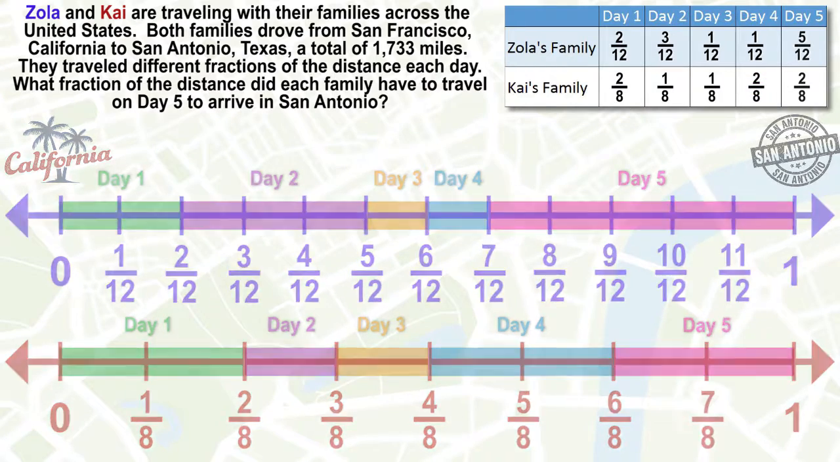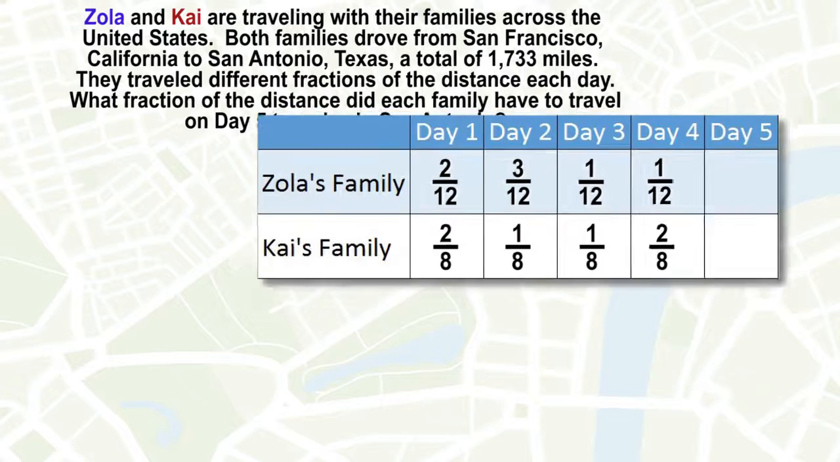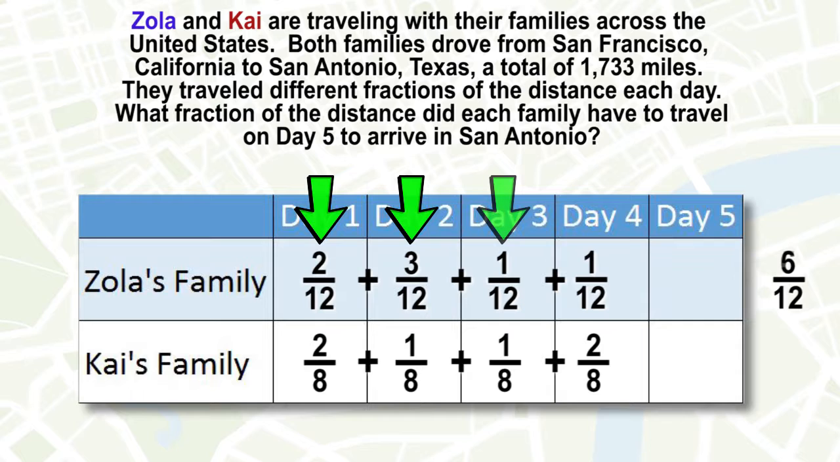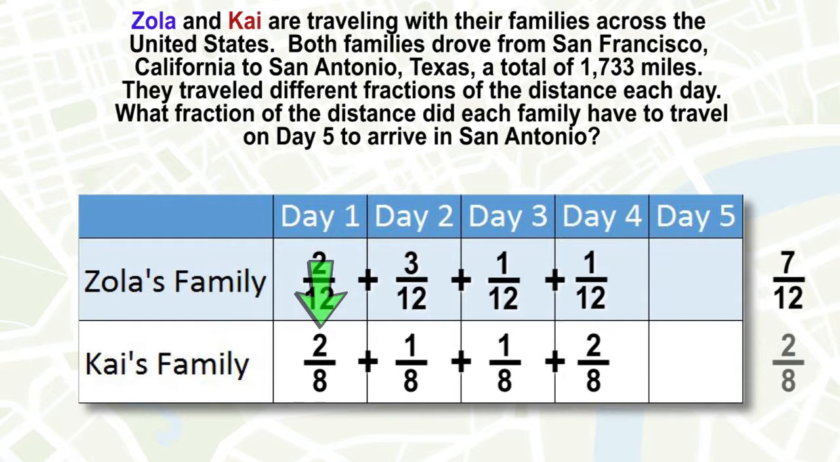Now let's solve the same problem numerically. In order to calculate how much more each family needs to travel to reach their destination, we must first determine how far they have already gone. This can be done by getting a total amount of the distance they have traveled. Zola's family has traveled 2/12 plus 3/12 plus 1/12 plus 1/12 for a total of 7/12 of the distance. Kai's family has traveled 2/8 plus 1/8 plus 1/8 plus 2/8 for a total of 6/8 of the distance.